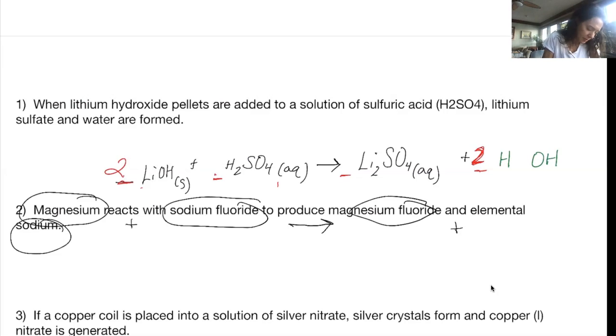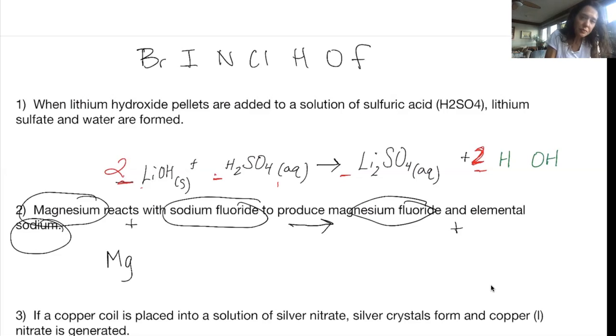So, magnesium. Magnesium is by itself. Is magnesium diatomic? No, because those are my diatomic elements, and magnesium is not one of them. So I'm good. It's just magnesium. It's probably a solid because it's a piece of metal. Magnesium is a metal. Reacts with sodium fluoride. That's ionic. Sodium has a charge of 1, and fluoride has a charge of 1. So that's NaF.